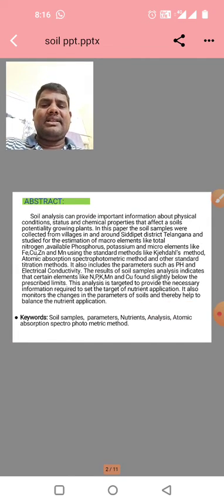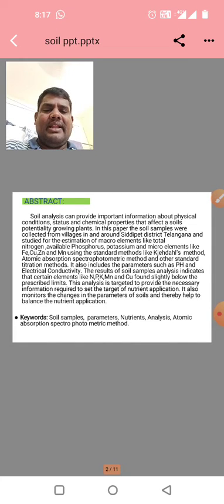Abstract. Soil analysis can provide important information about physical conditions, status, and chemical properties that affect a soil's potential for growing plants. In this paper, the soil samples were collected from villages in and around Siddipet district, Telangana, and studied for the estimation of macroelements and microelements like nitrogen, phosphorus, potassium, manganese, and copper. The values of these nutrients are slightly below the reference values.